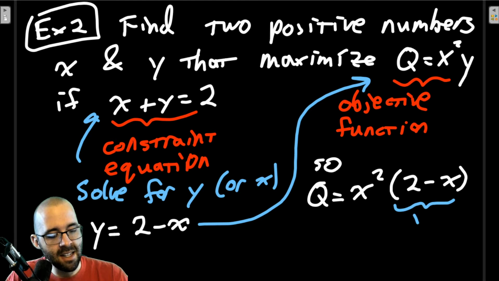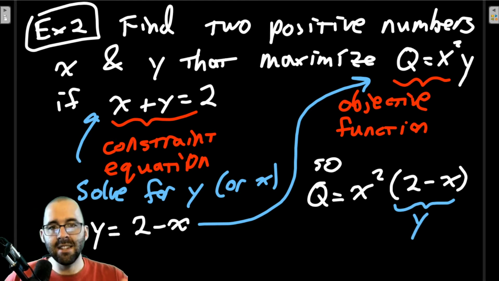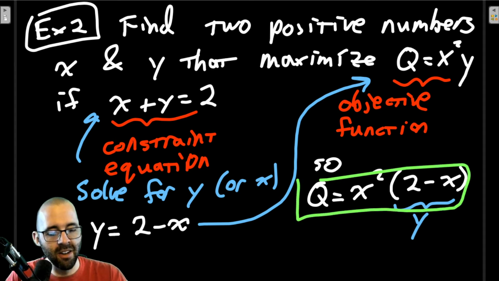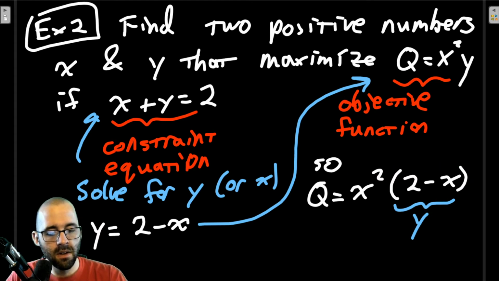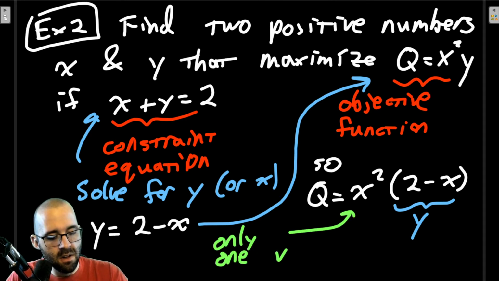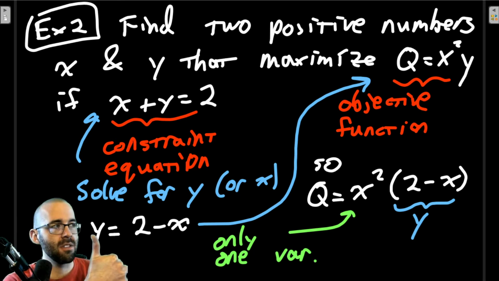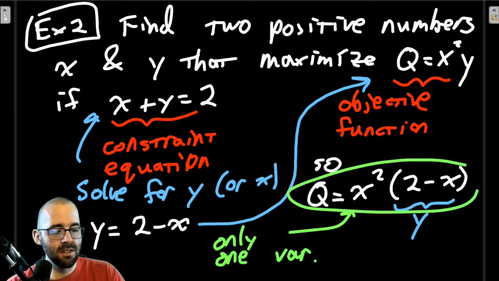Again, 2 minus x, that's the same thing as y. That's the substitution method we're talking about. And now this is really great because we're going through all the colors. We have a function of only one variable. Right, so now this is great. I really am going to use all the colors. Now we only have one variable. We have successfully completed this first objective. Now our objective function only has a single variable.